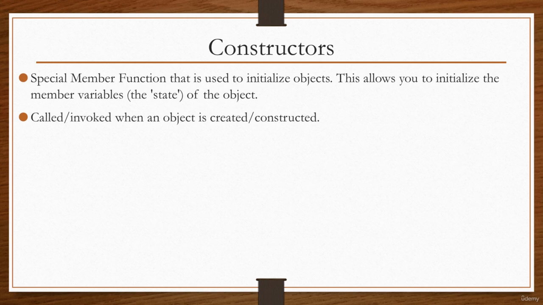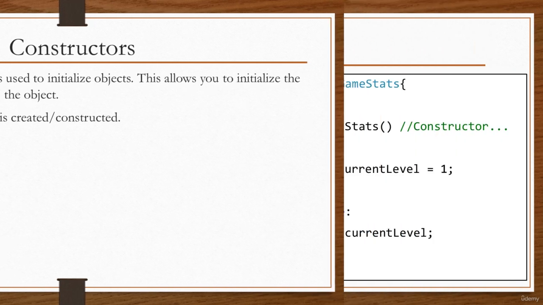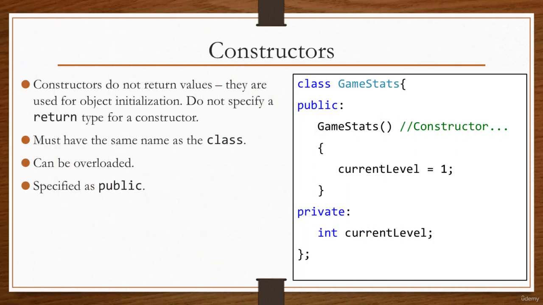A constructor is not invoked in the same way that you are familiar with other member functions. Instead, it is basically called or invoked automatically when an object is created or constructed, right? A few more notes on constructors. A constructor doesn't return anything. As I mentioned, it is used primarily for object initialization, so don't specify a return type for a constructor. Another interesting thing is, the constructor must have the same name as the class. You can see that in the example to the right.